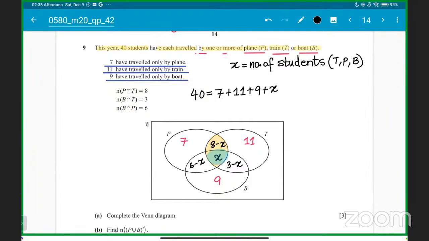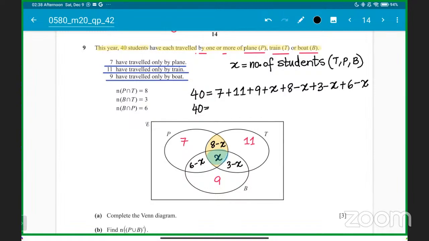Then there are some of them that are common in all three, that have traveled by all three. Then there are some who have only used the plane and train. Then there are some who have only used boat and train. And there are some who have only used plane and boat. So this is the equation that you will make. 40 will be equal to all of this. Then you simplify and solve and you get the x value.